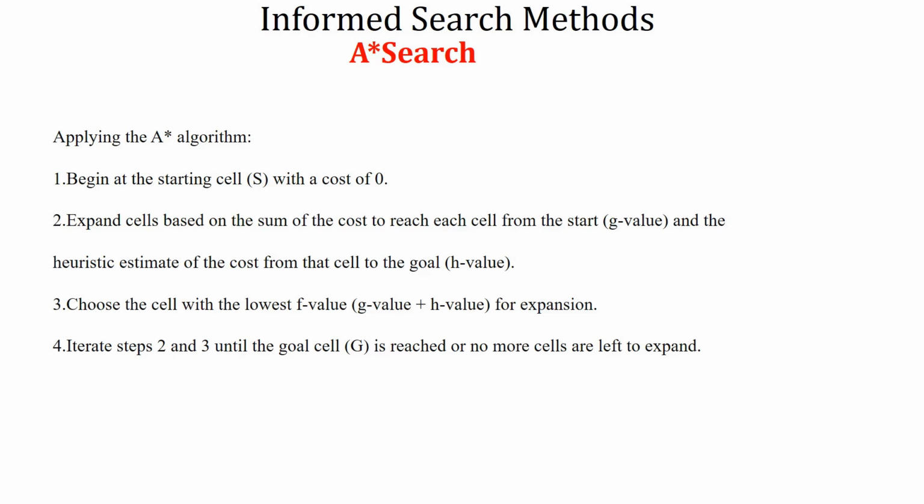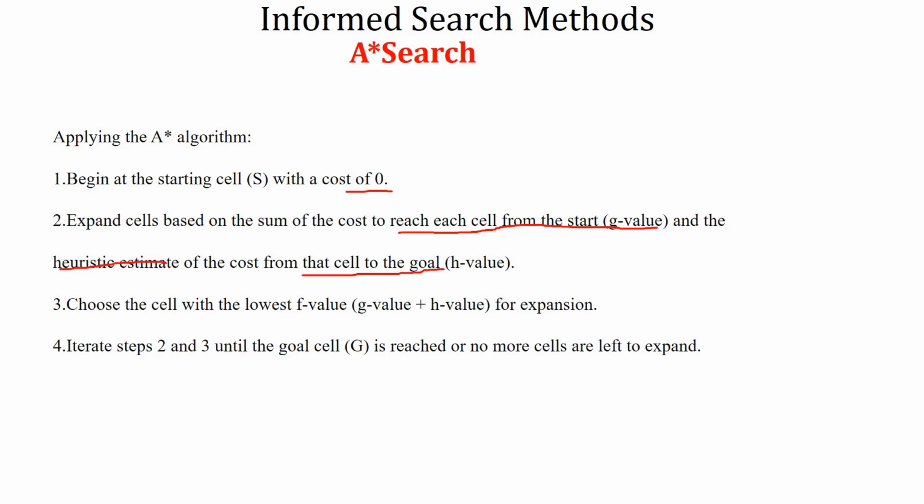Next we will see the A star search algorithm. Here we will start with the starting cell, the starting node S with the cost 0. We have to expand the nodes based on the sum of two costs. One, the cost to reach each cell from the start, that is the G value, and two, the heuristic estimate of the cost from that corresponding node to the goal.